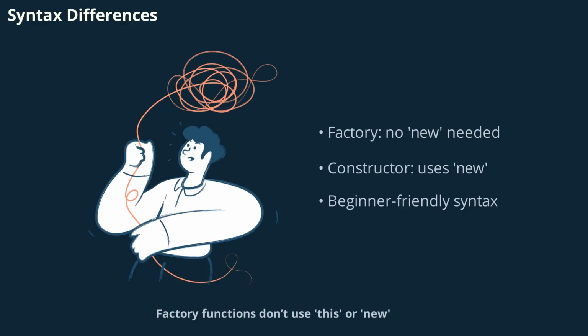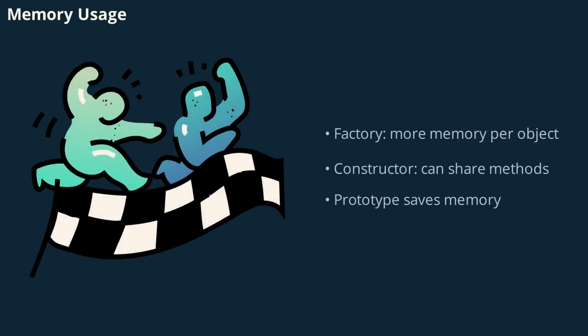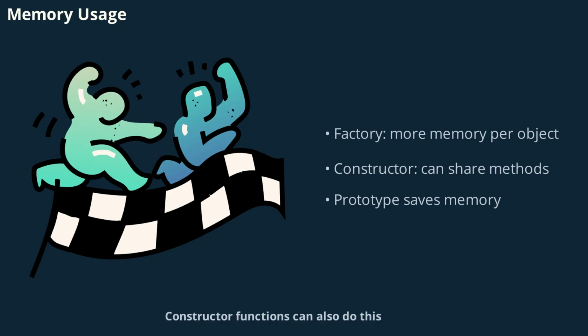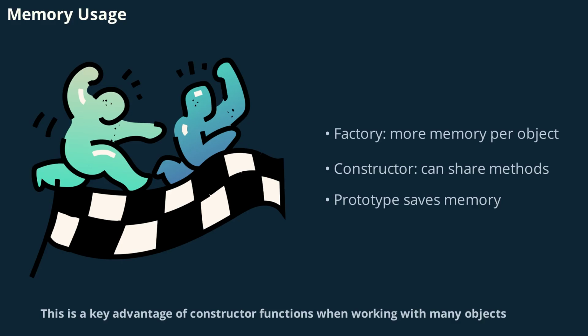Factory functions don't use this or new, making them easier to understand for beginners. Constructor functions require you to remember to use new, or else this might not work as expected. Factory functions create a new copy of each method for every object, which can use more memory if you create many objects. Constructor functions can also do this if you assign methods inside the constructor. However, if you use prototypes with constructor functions, all objects share the same method, saving memory. This is a key advantage of constructor functions when working with many objects.